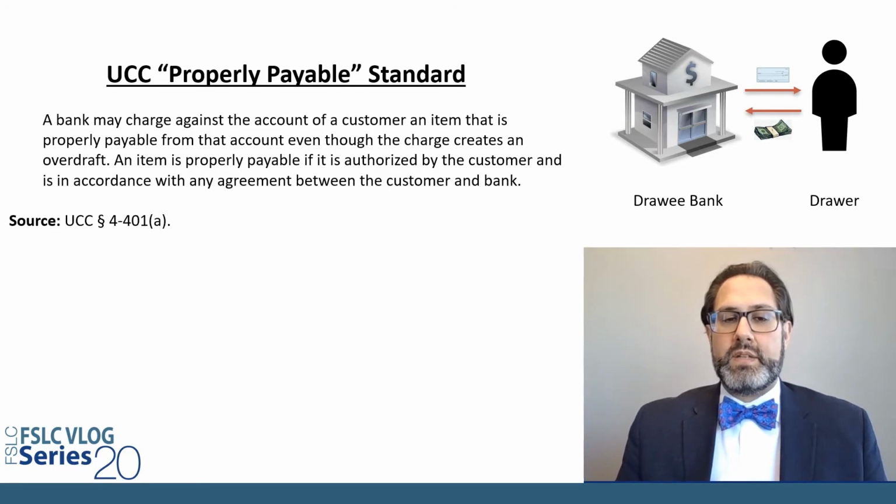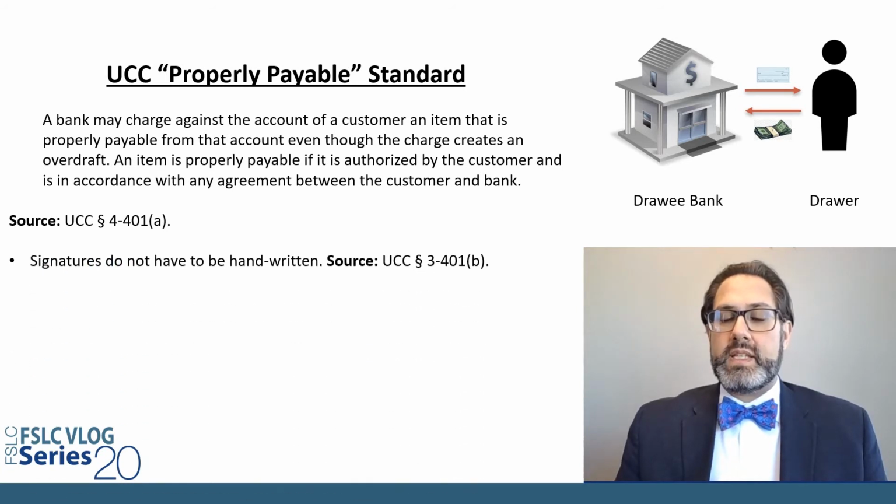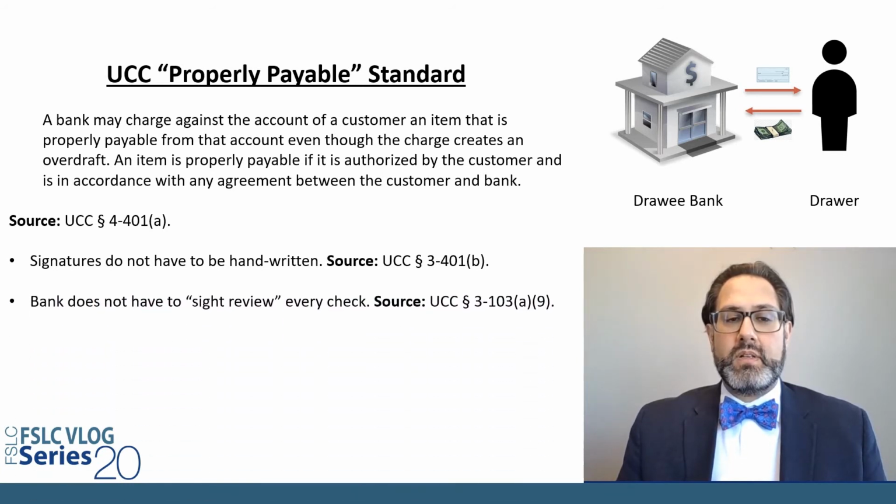Under the UCC, a check is properly payable if it was authorized by the customer and is in accordance with an agreement between the customer and the bank. Note here that signatures don't have to be handwritten, so a check may be valid even if it bears a stamp or a mechanical signature. The bank also is not required to sight review every check. So even if a sight review would have disclosed that this signature should not appear to be authorized, the bank is not required to have done so.